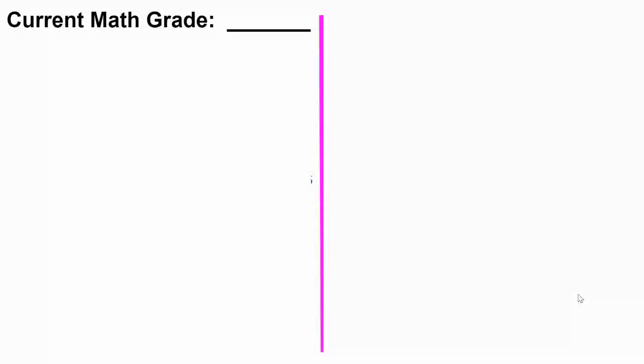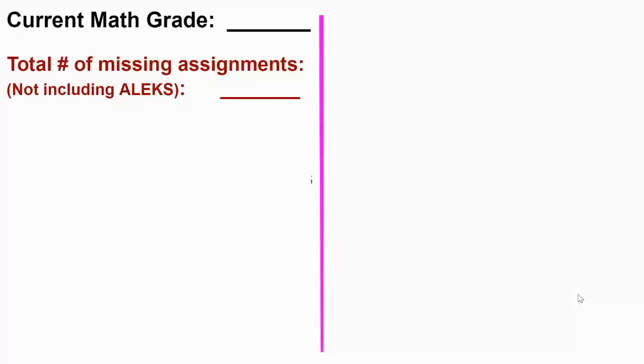So the first thing I want you to do is go to your Google Classroom, go to your math, and find your current math grade and write it there. Second thing, I want you to count up the total number of missing assignments. Count the zeros, but remember, don't include Alex. Everything that you got a zero on, but don't include Alex. Those zeros, we're not talking about those because you can't make those up. You can't make up Alex. All you could do is get extra credit on other Alex assignments to get those points back. All right, so let's continue.